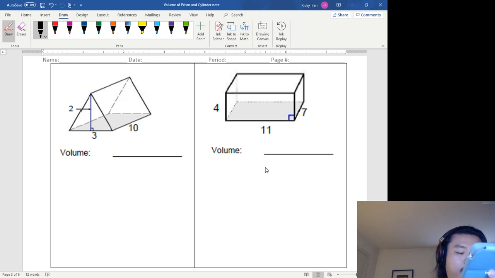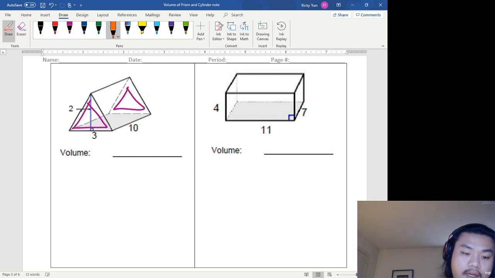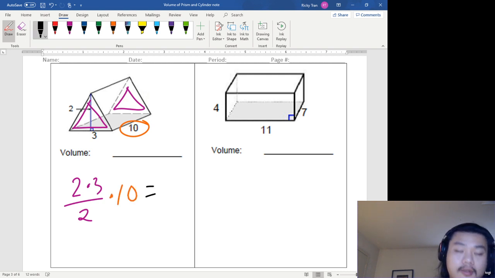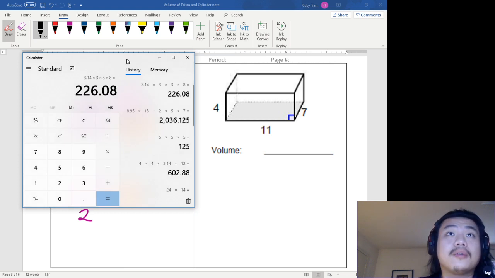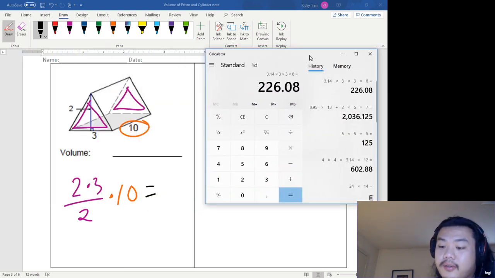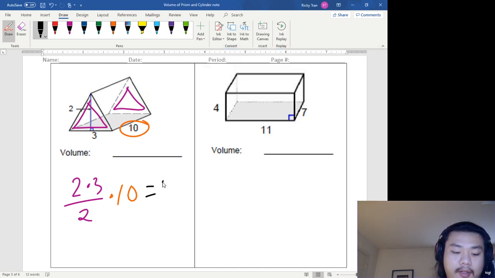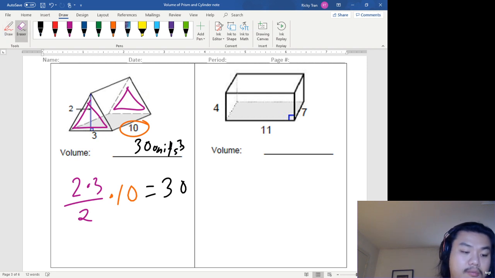All right. So let's do this. Another triangular prism. Again, here's the triangle, and the height is right here. So we have 2 times 3 divided by 2 times 10. So 2 times 3, 6 divided by 2, which is 3. So 2 times 3 divided by 2 times 10. Boom, 30. Look at that. So easy. Oops, it's cubed.